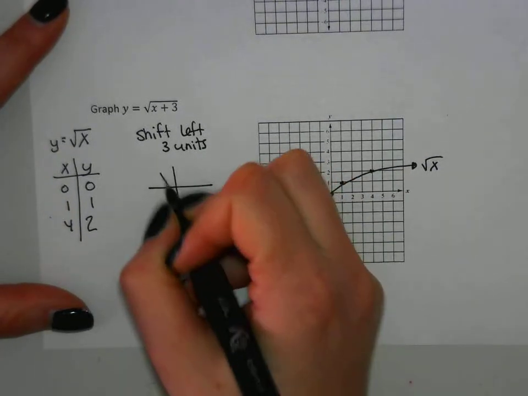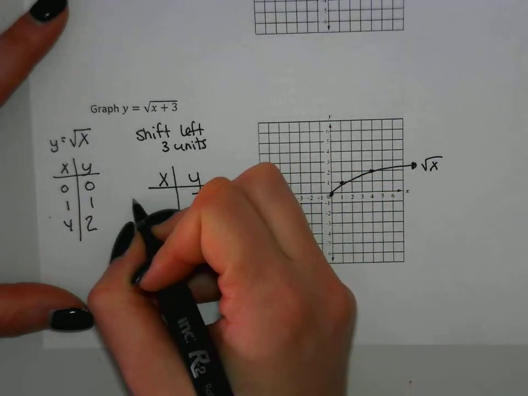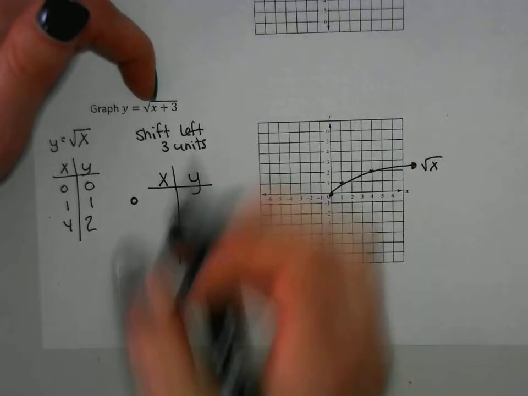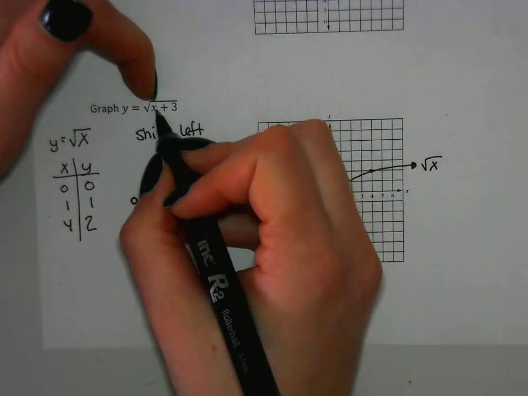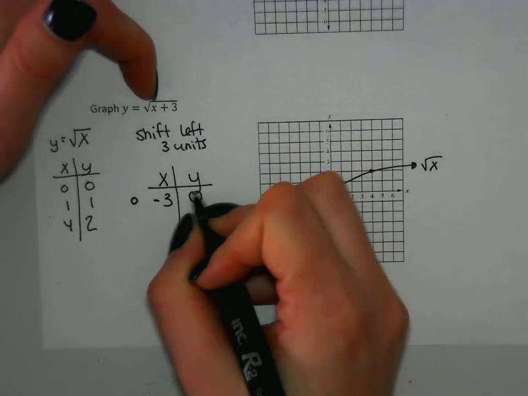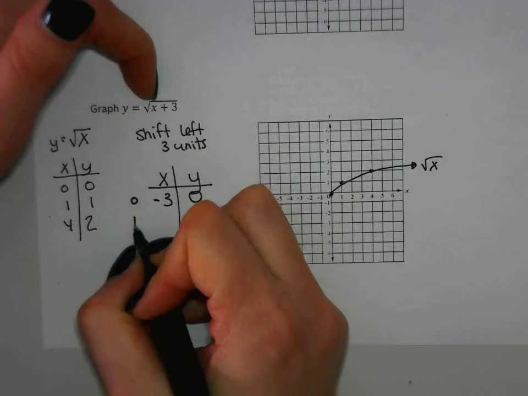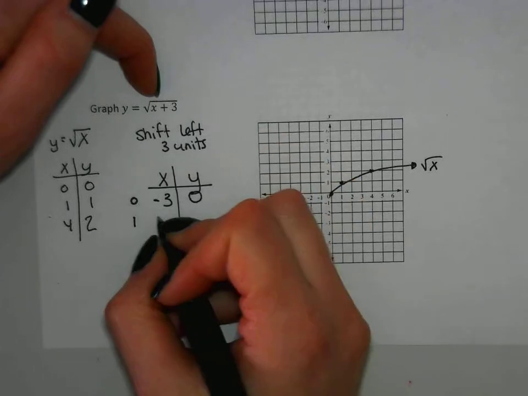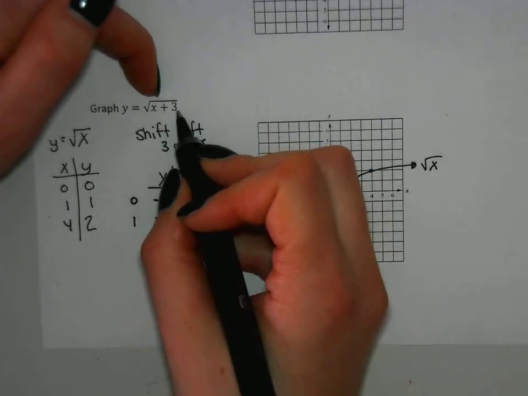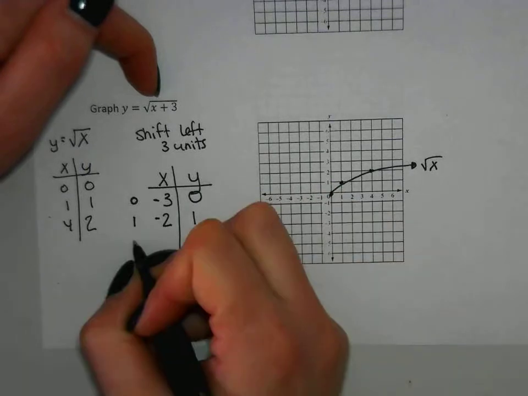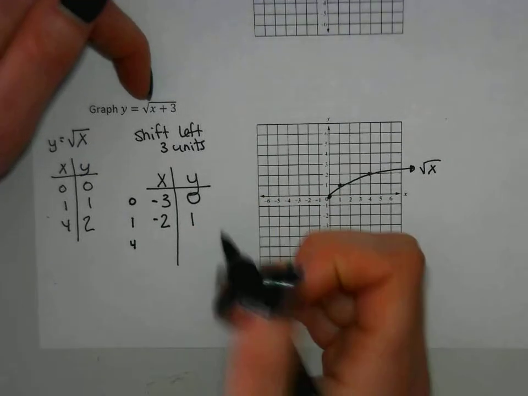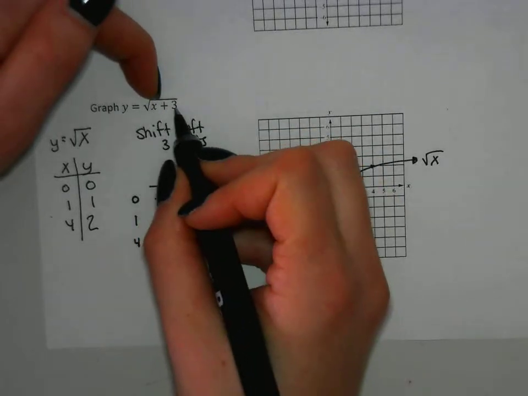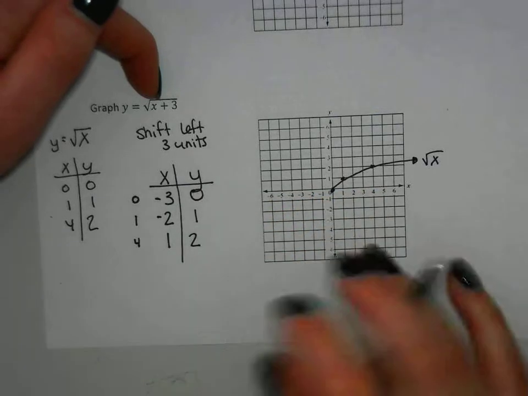Alright, so let's look at our table. We want our first one to be 0. In order for our radicand to be 0, x needs to be negative 3. Negative 3 plus 3 is 0, and the square root of 0 is 0. Our next perfect square we want is 1. In order for our radicand to be 1, x needs to be negative 2. Negative 2 plus 3 is 1, and the square root of 1 is 1. Then our next perfect square is 4. We want our radicand to be 4, so x needs to be 1, because 1 plus 3 is 4, and the square root of 4 is 2.